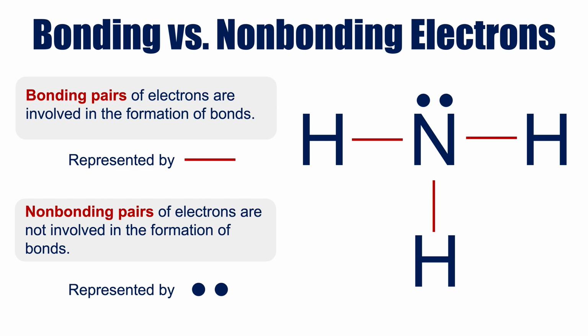When you're looking at a Lewis structure, a single line represents a single covalent bond, that is, two electrons being shared back and forth between those elements. Two dots placed together is a non-bonding pair. It represents electrons that aren't involved in the formation of a chemical bond.